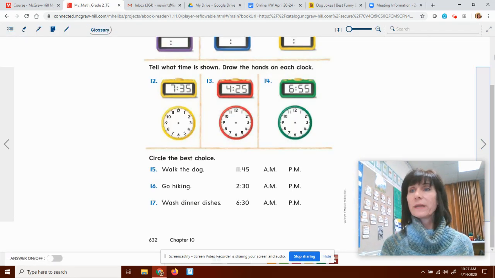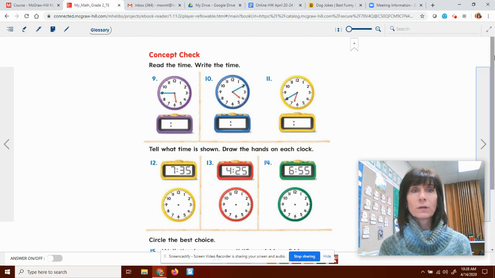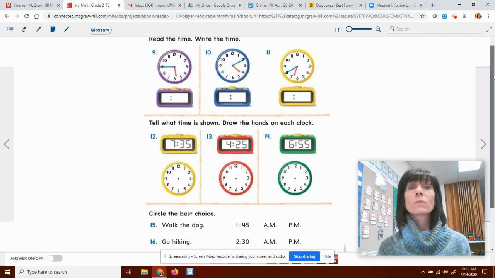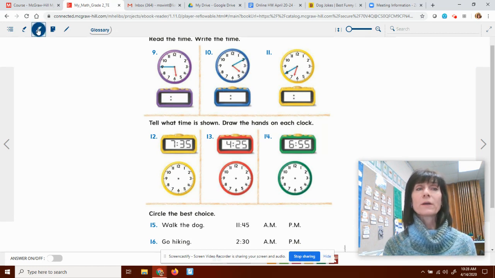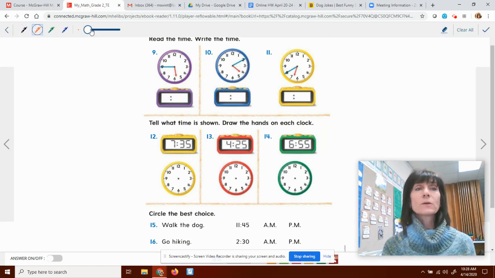On the next page, we have examples of several clocks. They want us to read the time and then write the time. So number 9, if I take a look at this, I would first take a look. We always start with the hour. The hour is not quite the 6, past the 5. So the hour is going to be 5. And then I've got to tell my minutes.